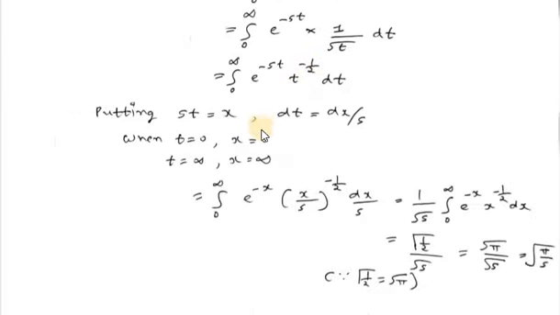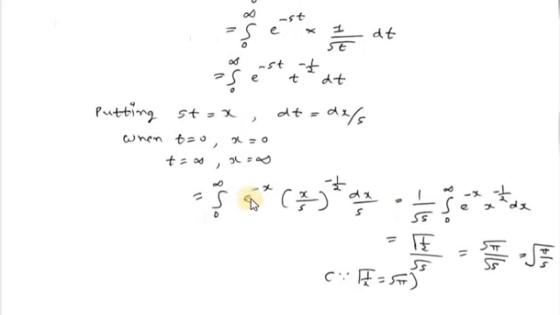Now find out the integration of this function. We will substitute st equals x, so we have dt equals dx by s, and when t equals 0 we have x equals 0, and when t equals infinity we have x equals infinity. Now it will become integration from 0 to infinity e raised to minus x, replacing t by x by s raised to minus 1 by 2, and dt is dx by s.